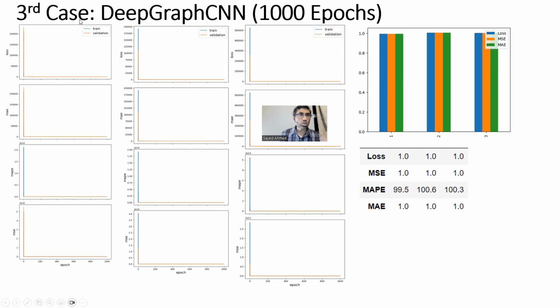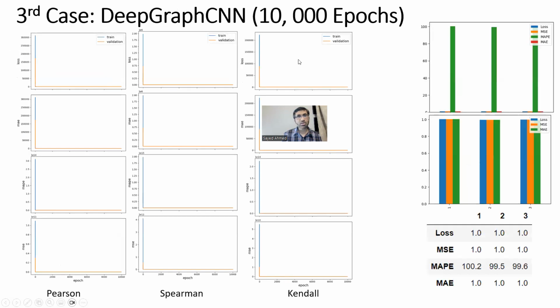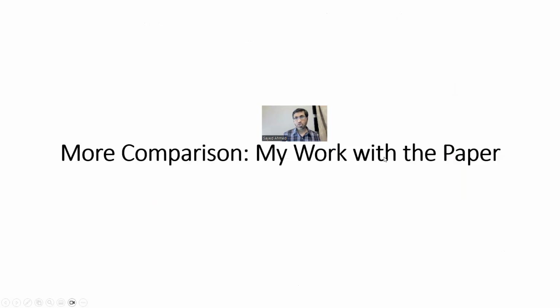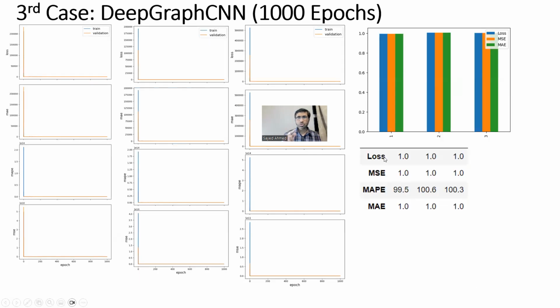Okay. So in the third case, when I tried to use deep graph CNN, this is the 1000 epochs, and there is another one with 10,000 epochs. Deep graph CNN is a model built into the StellarGraph library. It uses several GCNs, each of them has multiple layers, and then several CNNs. I just added an MLP at the end to make it a regression problem, right?